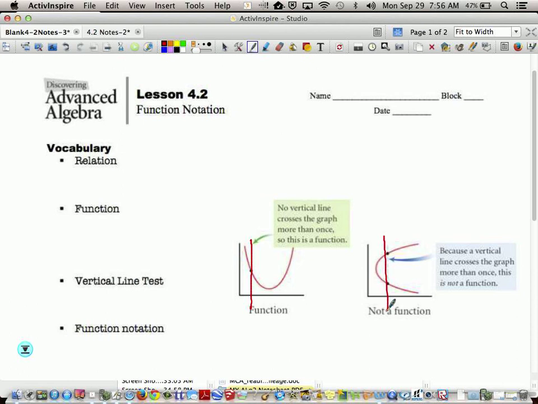So the vertical line test will be the easiest way for you guys to tell whether something is a function or not a function. If it hits the graph once, function. Hits twice, not a function.